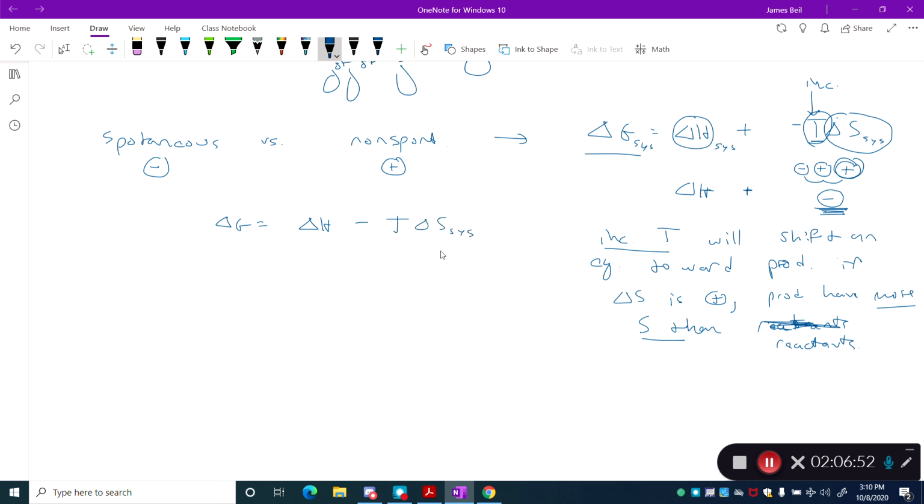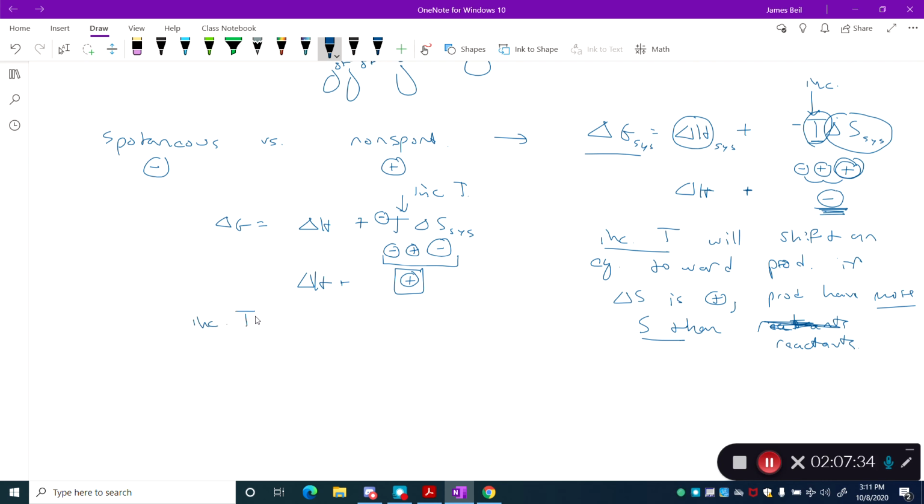So if delta S for the system is negative, the temperature in Kelvin will always be positive, and then there's a negative sign here. So this term will be a negative times a positive times a negative, and that's going to equal out to a positive number. Negative times a negative is positive, positive times a positive is positive. So in this case, if delta S is negative, then if I increase the temperature, I'm increasing the size of this positive number, and when I add that to delta H, increasing the temperature is only going to make delta G more positive because I'm increasing the size of this positive number.